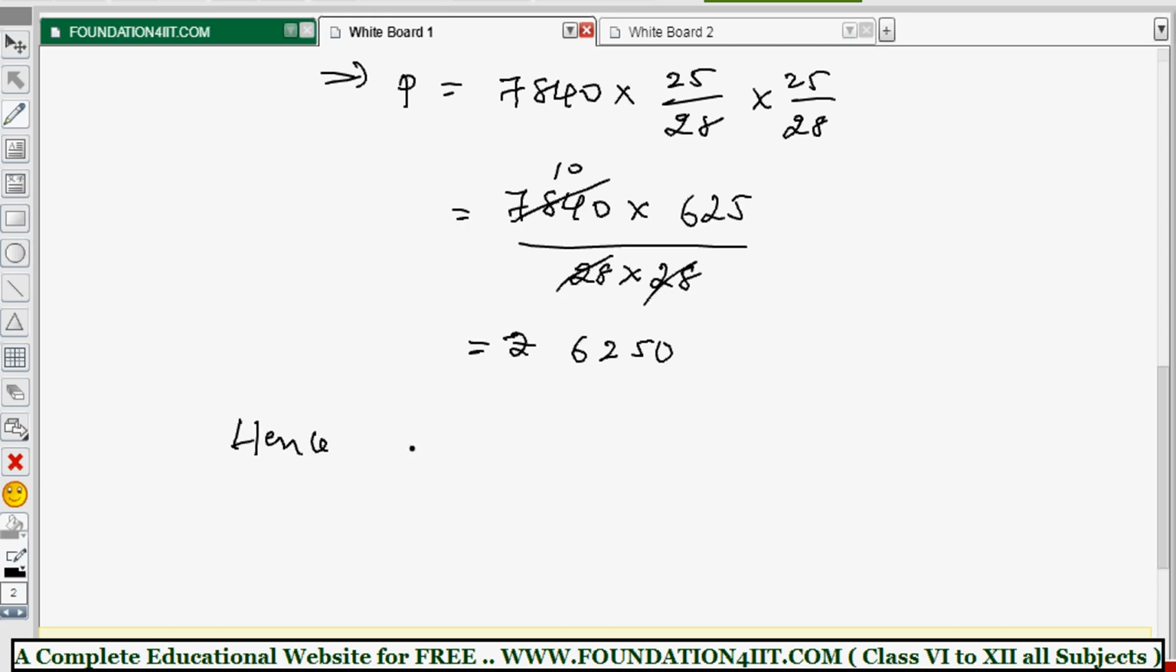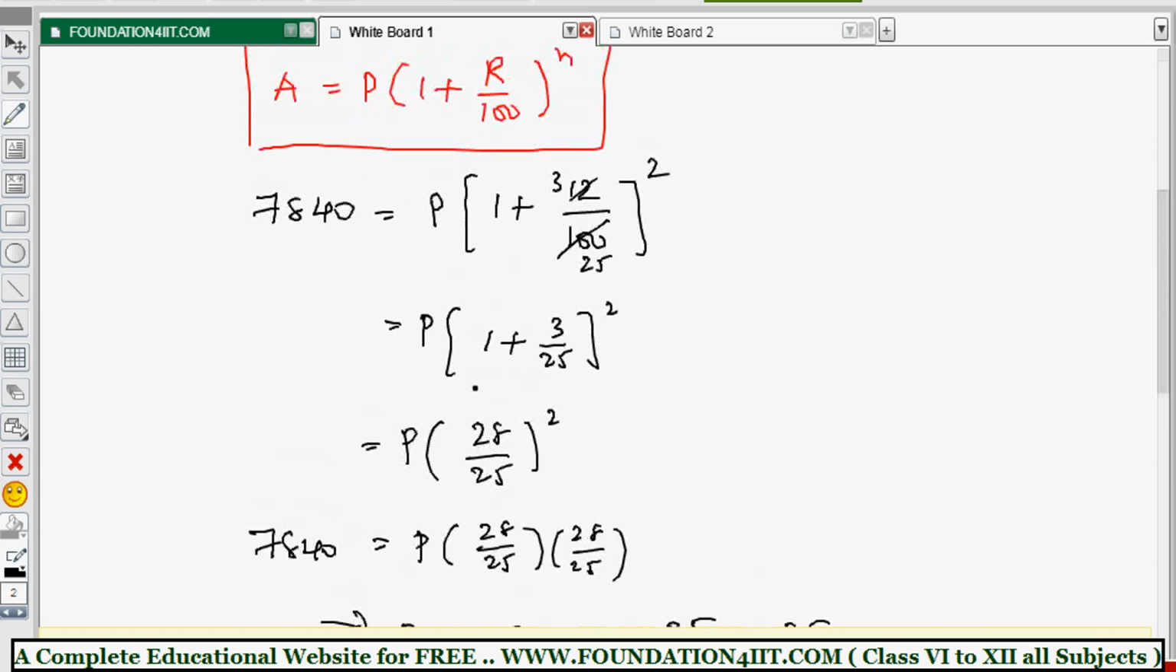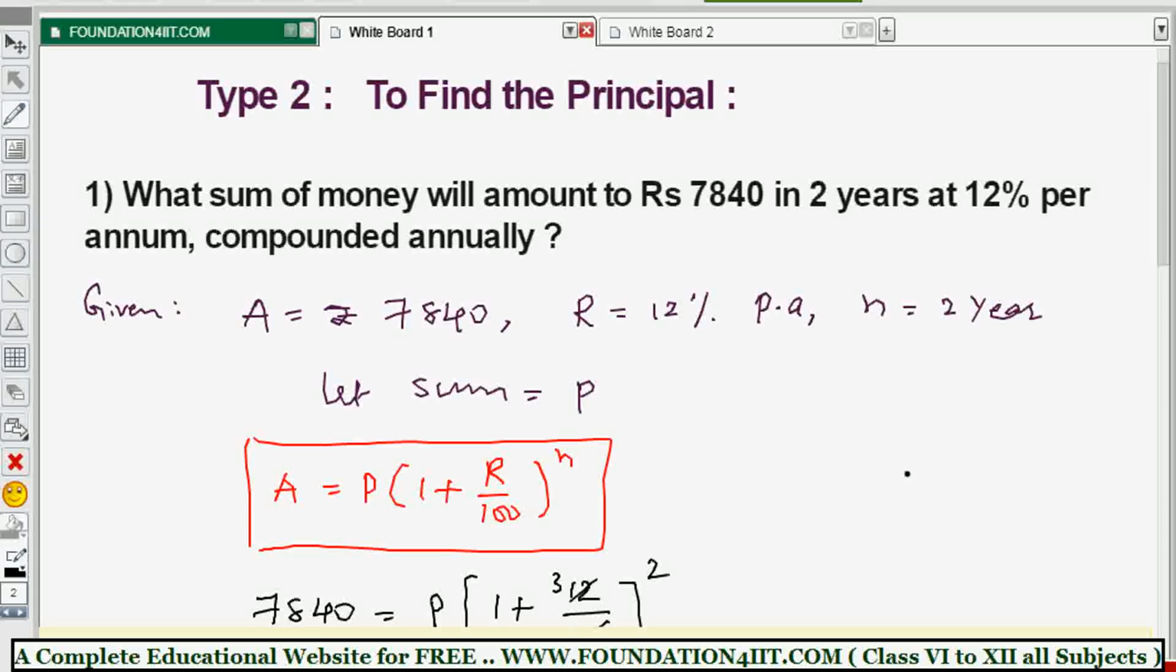Hence the required sum, that is principal, is equal to rupees 6,250. Right. So this way you can find out. Just apply the same formula, and we need to simplify the value that is required. Okay. Next, we'll see one more type of question in this.